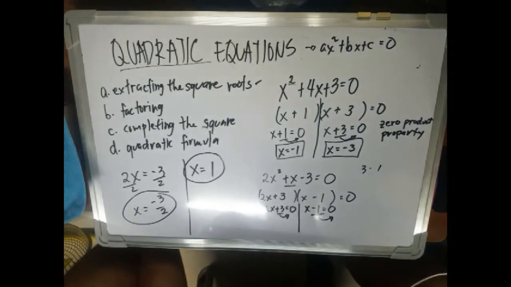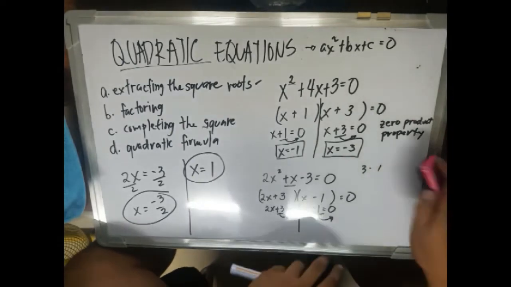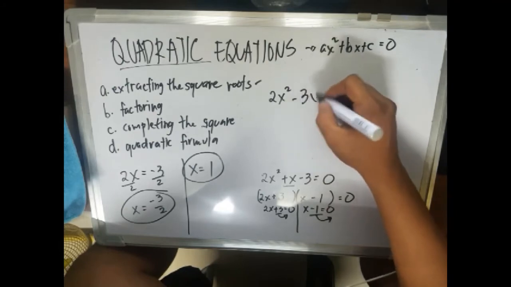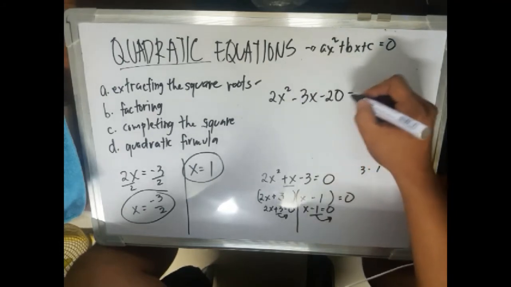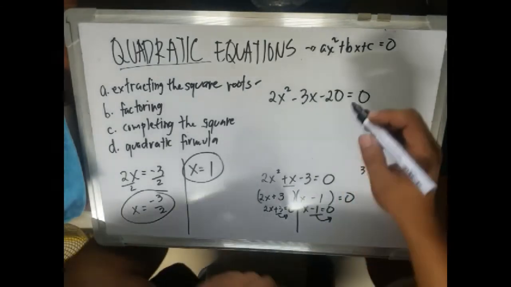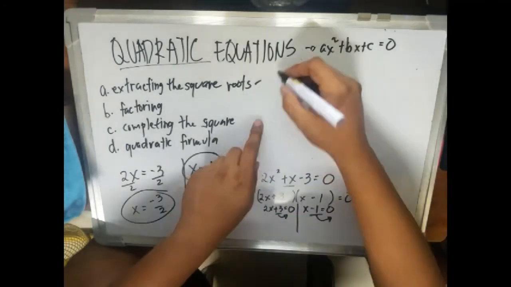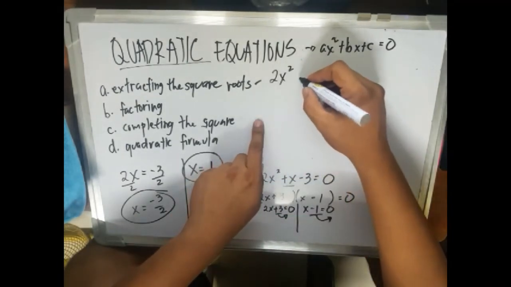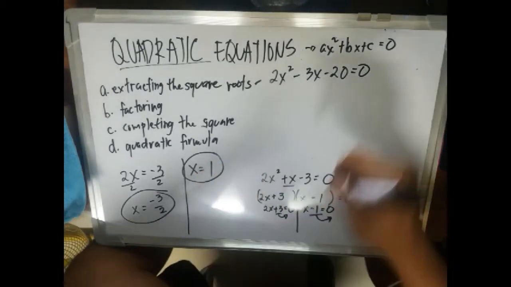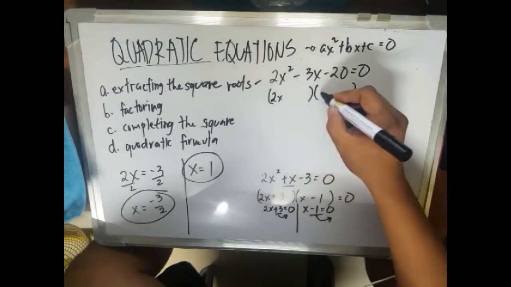Okay? So, that's one example ng factoring. So, let's try another one. Last example. 2x squared minus 3x minus 20 equal to 0. Okay, so paano ba yan? Taas-taas natin. 2x squared minus 3x minus 20 equal to 0. Ganun pa rin. Hanapan mo siya ng dalawang factors. So, we have 2x and x.